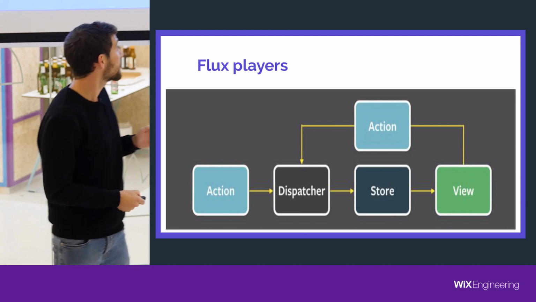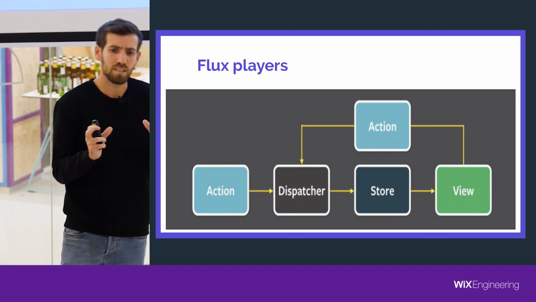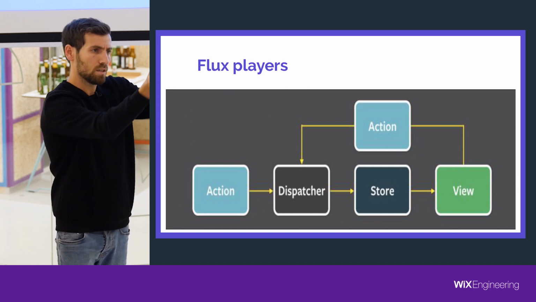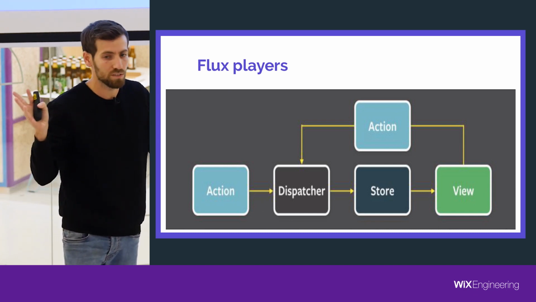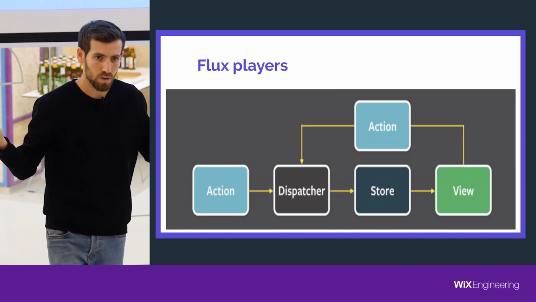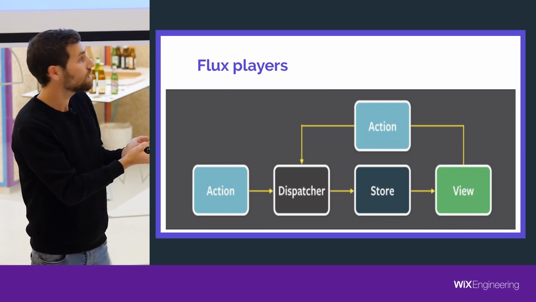So what happens here? Something happened. The dispatcher is like a central hub that centralizes all the actions. It knows, okay, an action happened, I should update the store, I know how to update the store. And then the view will somehow know to listen to changes in the store. We need to take care of that as well.